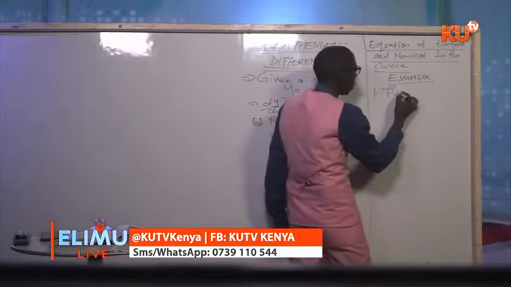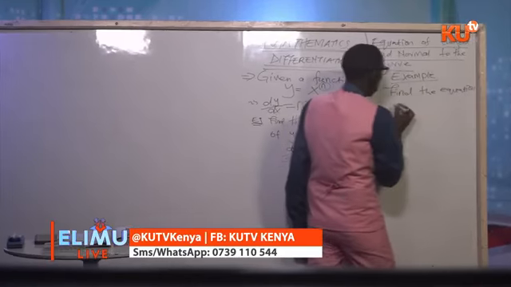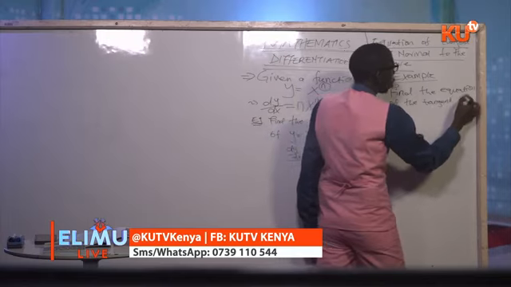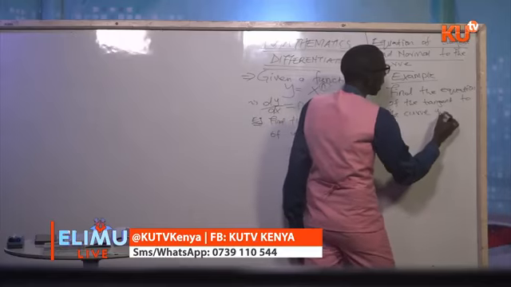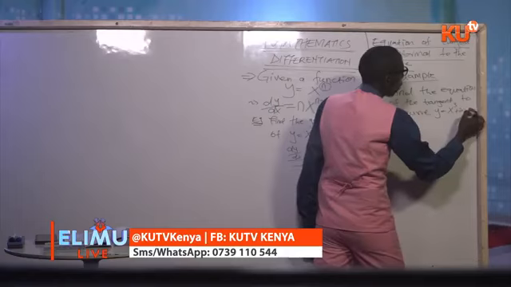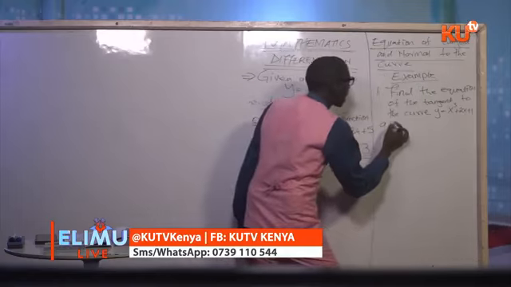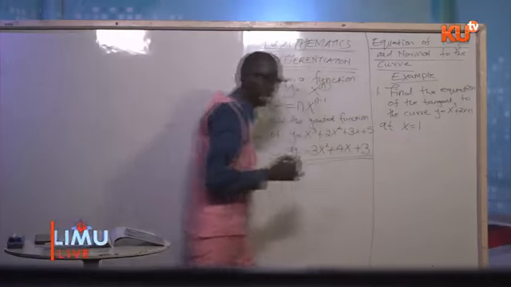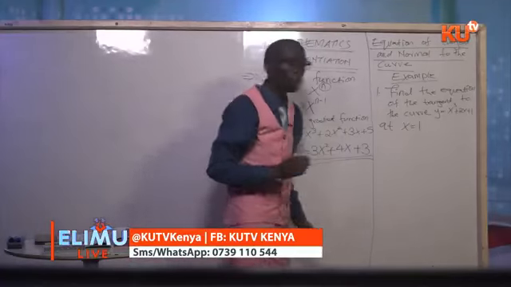Find the equation of the tangent to the curve y is equal to x cubed plus 2x plus 1 at x is equal to 1.